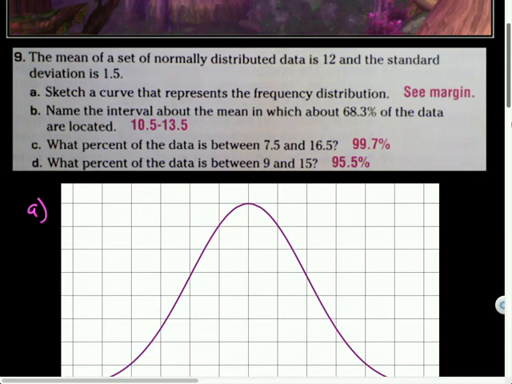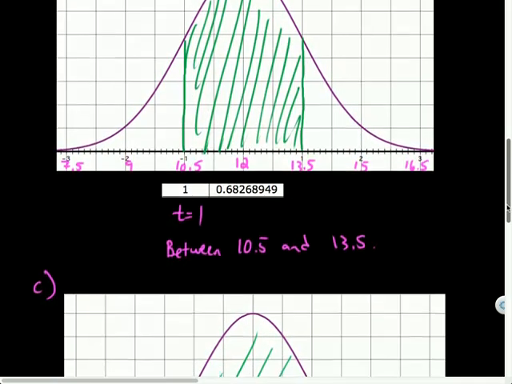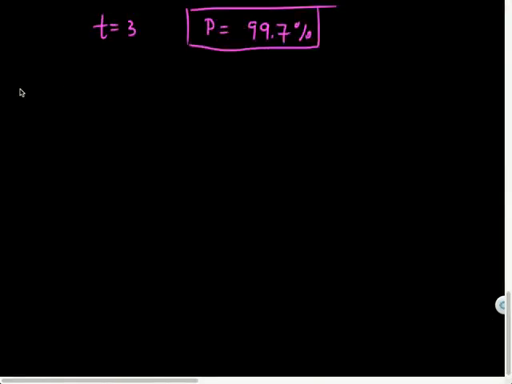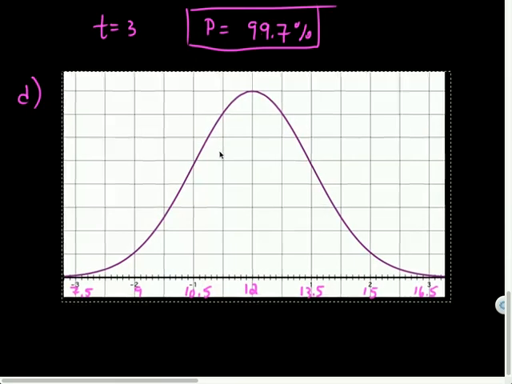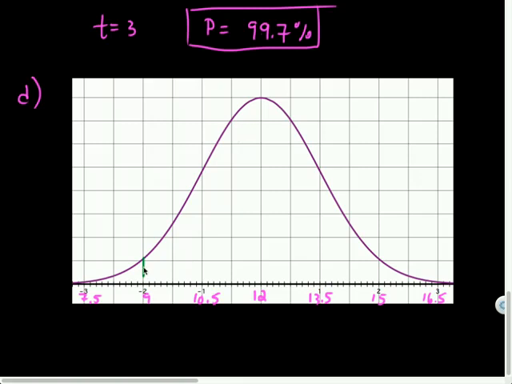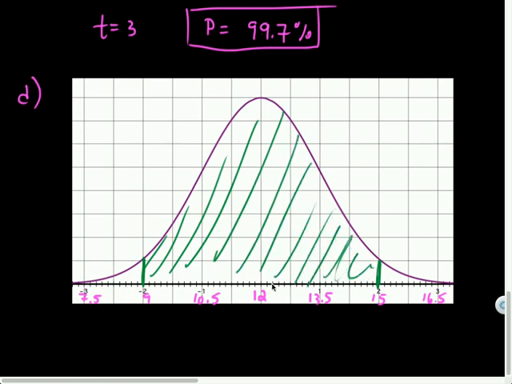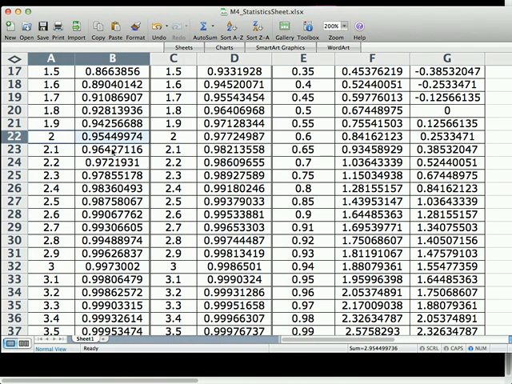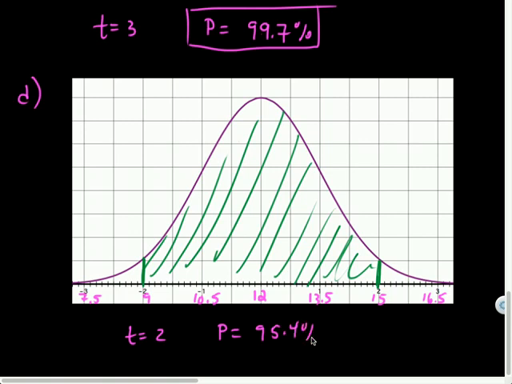Let's see. And question D, what percent of the data is between 9 and 15? Well, this one's not too tricky. Similarly, this one happens to land exactly on the tick marks, but they're starting us off, warming us up, 9 and 15. And it happens to be the same amount above and below, right? So you might be able to see that's 2 standard deviations above, 2 standard deviations below. So just writing down everything I know, t is equal to 2, so I'm finding the corresponding p-value, and that's going to be 95.4% of the data, right? 95.4%.